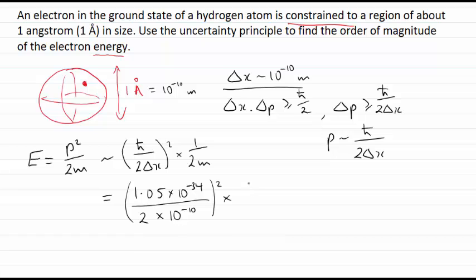And then we're going to multiply that by 1 divided by twice the electron mass, which I'll write down here as 9.1 times 10 to the minus 31. And you do that calculation and you get a number out here that's something like 1.5 times 10 to the minus 19 joules. Okay, quite a small number.